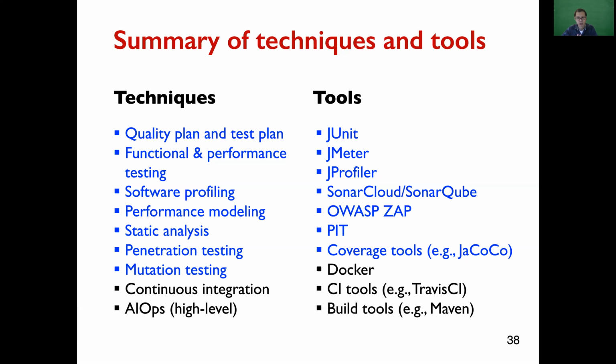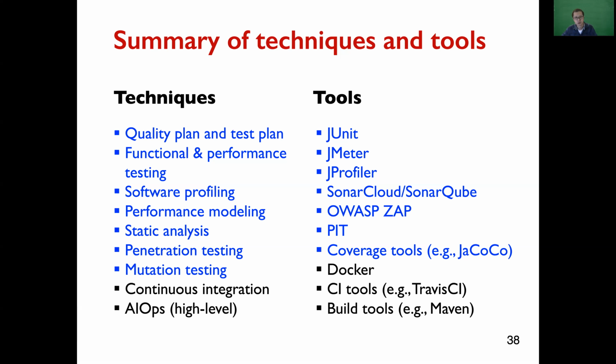Here we have a blue color which highlights the techniques that are directly associated with software quality. Others, like continuous integration and AIOps, may not be directly associated with software quality, but they are either infrastructure or indirectly associated. For example, AIOps can help you improve the operation of your software system, which will also help you increase the quality of your delivered services, right?